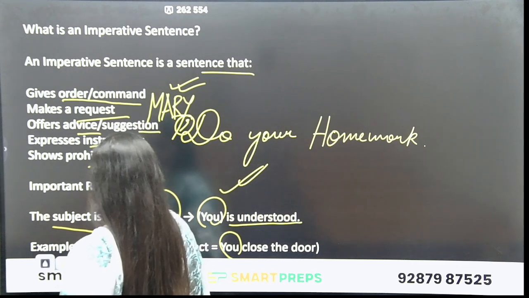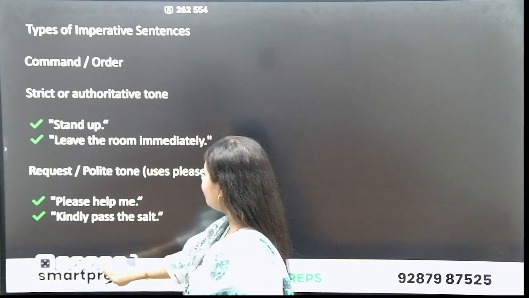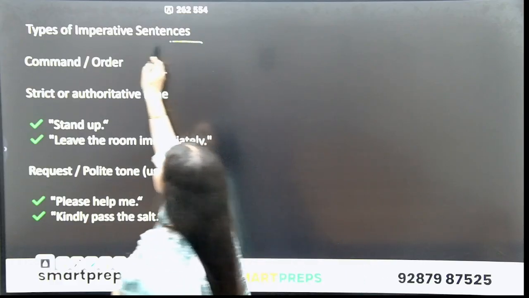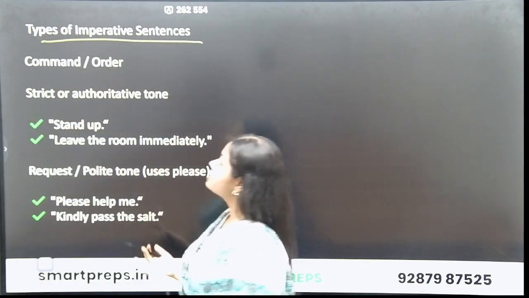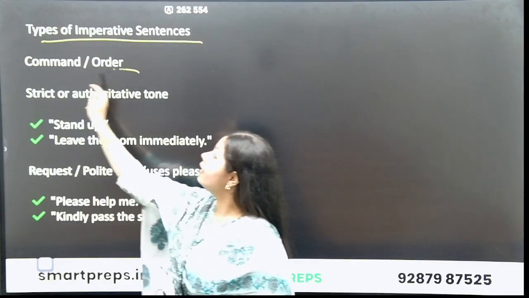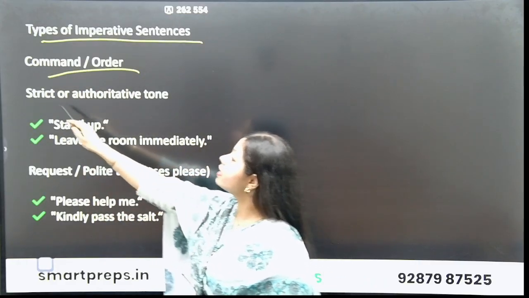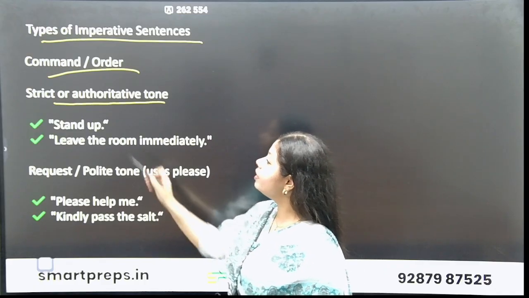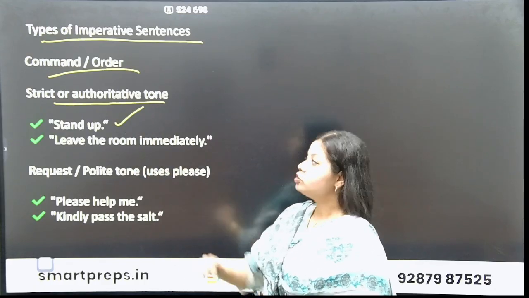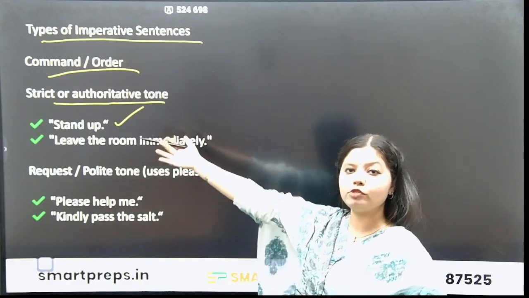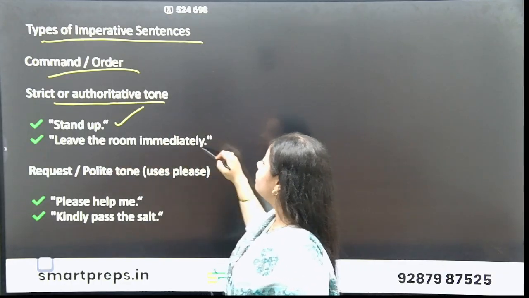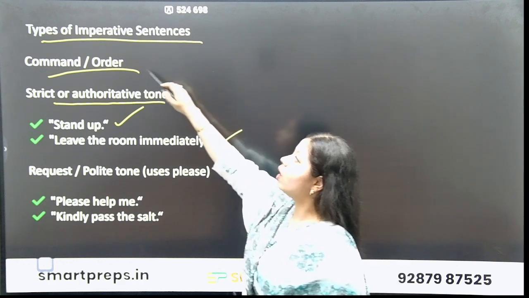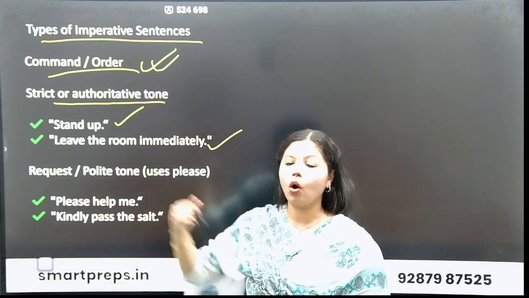Let's move on and understand more about imperative sentences. When we understand the types of imperative sentences, there are various types. When we issue a command or order, it means we are giving a strict or authoritative tone in the sentence. For example, stand up. There is no subject because we now know that usually the subject is hidden. Leave the room immediately. This is one type, when we are issuing a command or order.